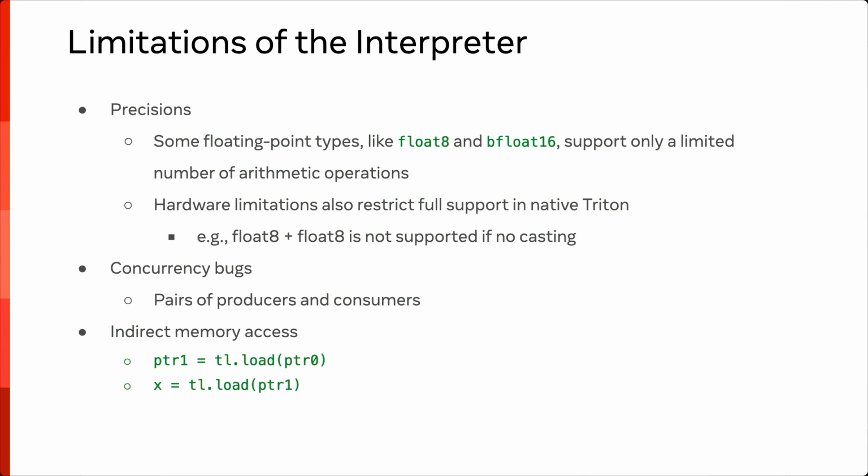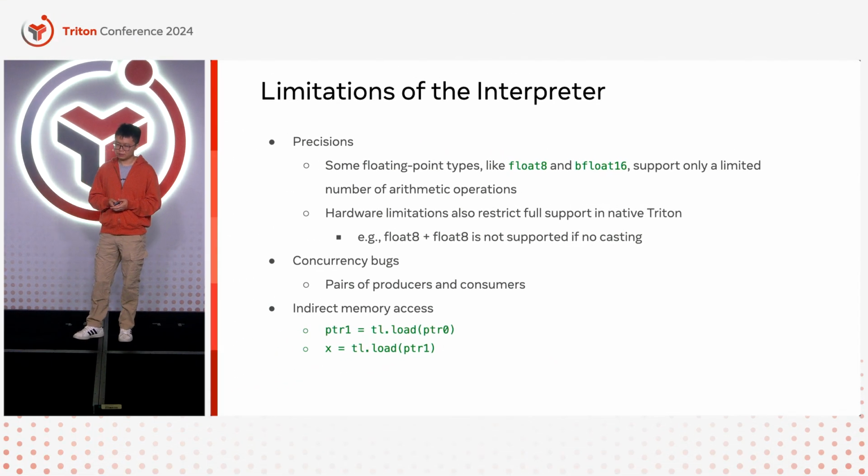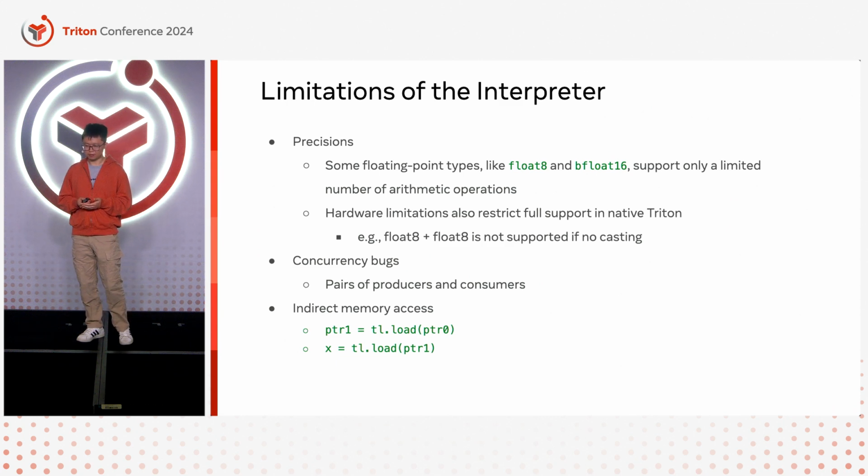But the interpreter cannot solve everything. It does have limitations, I have to admit. The first limitation is about precisions. Some floating types, like float8 and float16, support only a limited number of arithmetic operations in interpreter mode. However, this is also a limitation on the hardware itself. Suppose you want to add up two float8 values together, it's not going to be supported on GPUs anyway. You need to cast it to float16 for addition because there are no such instructions available natively on GPUs.